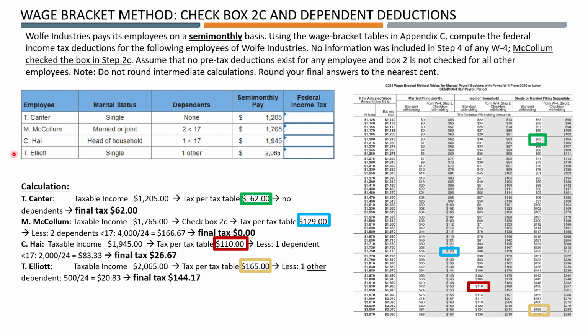Elliot has taxable income of $2,065 and is single. We look up the tax in the tax table and come up with $165. We still need to subtract the tax reduction for Elliot's dependent, which is $500 per year because this is an other dependent. Per semi-monthly pay period, the dependent is worth a reduction of $20.83, which results in a final tax of $144.17.